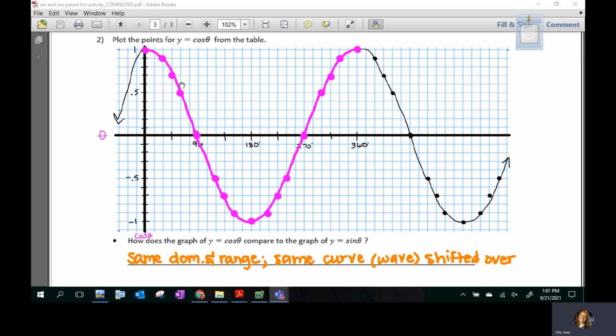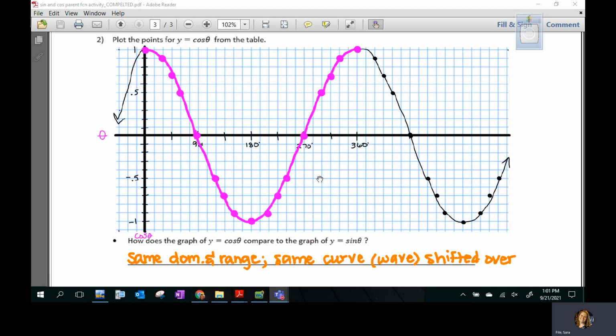So in pink, it is from 0 to 360. But I continue the pattern and it goes on and on and on, and it would go on and on and on to the left as well. So this is the graph you should have for cosine. If you need to double check this later, I'm going too fast right now for this reminder. This completed version of this PDF is posted on It's Learning in the Unit 2 folder.